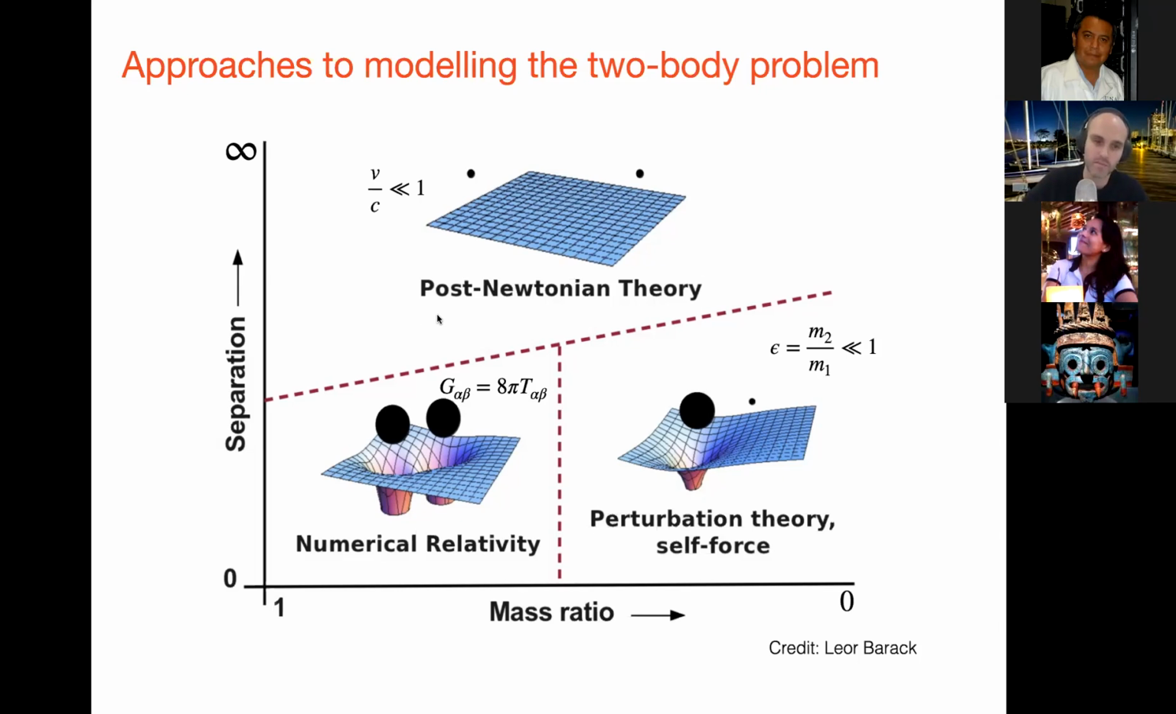accurately model the system. But this will break down in the strong field, and it cannot be used anywhere near merger because this series expansion doesn't converge well there. And in fact, it's only known up to a certain order at the moment, about 3.5 to 4 post-Newtonian order, depending on whether you're looking at the dissipative or conservative sectors.